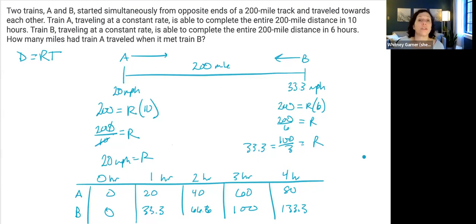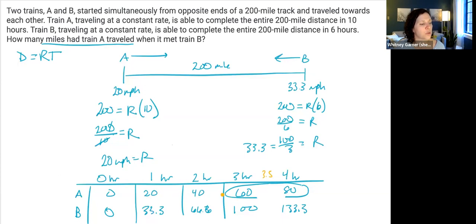And so I'm going to look in my answer choices and find one answer choice that is somewhere between 60 and 80. If that is not enough, right? It says how many miles had train A traveled. I'm going to look for the answer that's between these two, between 60 and 80 miles. If this is too broad, maybe there's more than one answer in there. I'll come in and squeeze in half an hour.